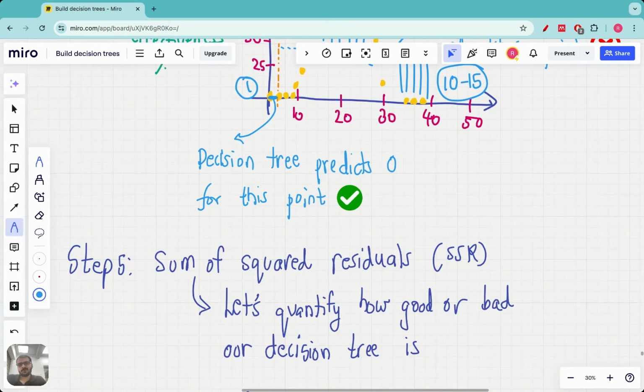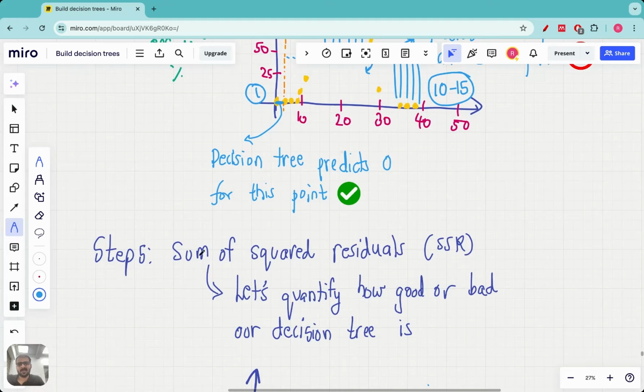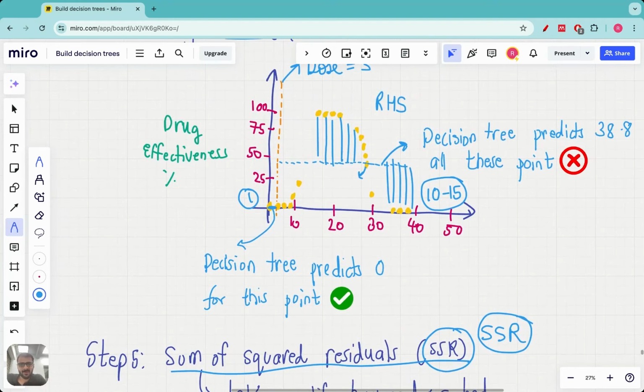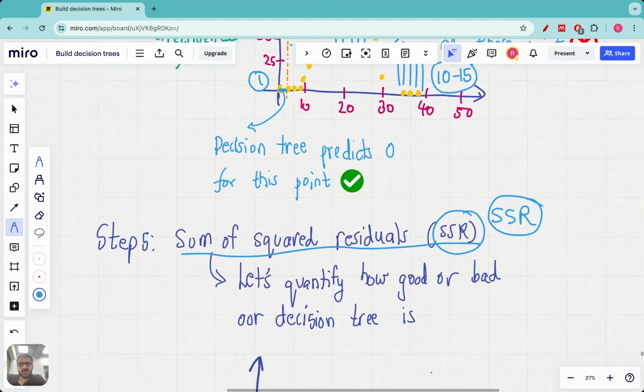If you have seen the classification tree tutorial, you must have seen that in classification trees we use a metric called impurity or Gini impurity, and that depends on probabilities. In the case of regression, this metric is quite simple and easy to understand, and it's called the sum of the squared residuals, SSR. So the sum of the squared residuals is the metric which will help us put this qualitative understanding into practice.